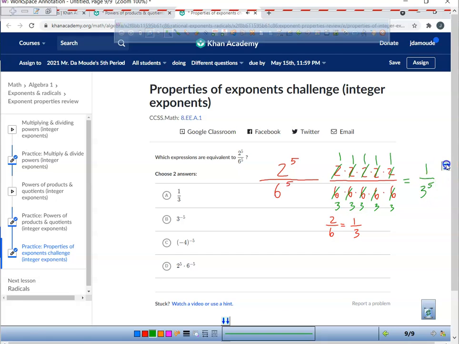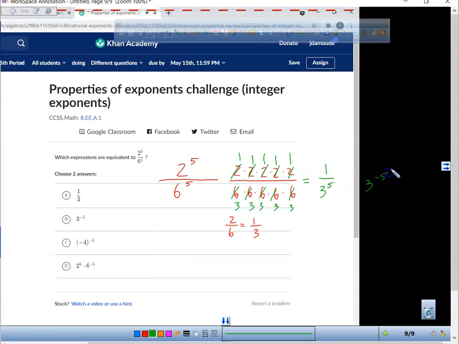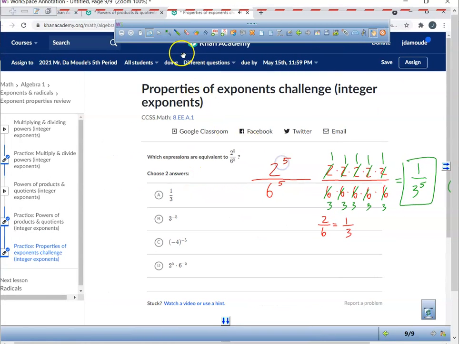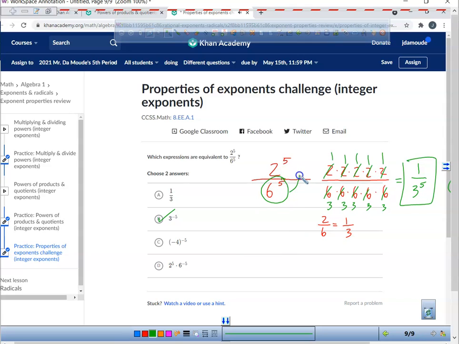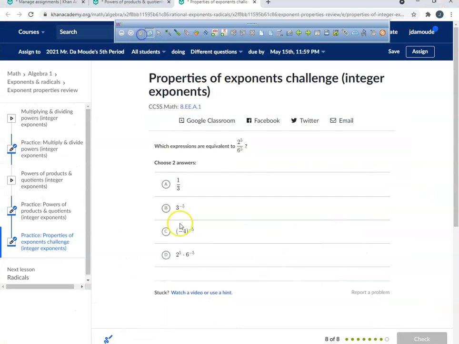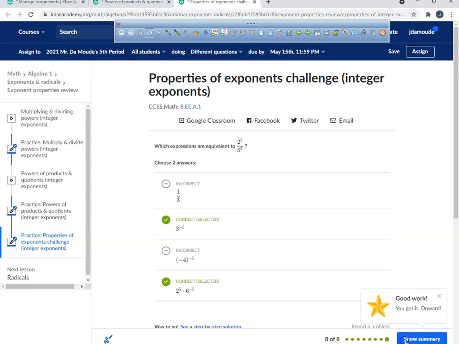3 to the power of 5, which is the same as 3 to the power of negative 5. So 2 to the power of 5 divided by 6 to the power of 5 actually becomes 1 over 3 to the power of 5. So that's one of my answers. Okay. If I ever want to make a negative exponent positive, all I got to do is shift it up or shift it down. So if I shift that up, that's 6 to the power of negative 5. There's your other answer that works. So B and D are your 2 correct answers. Okay.